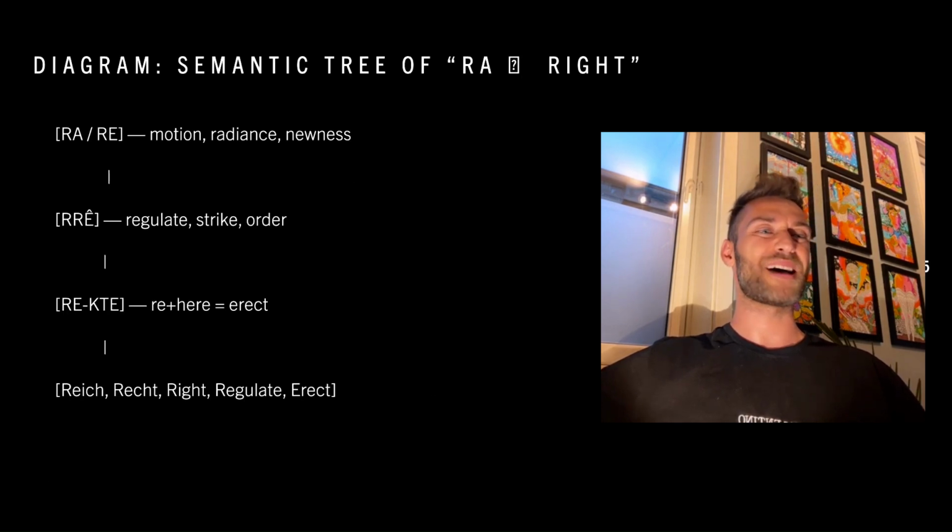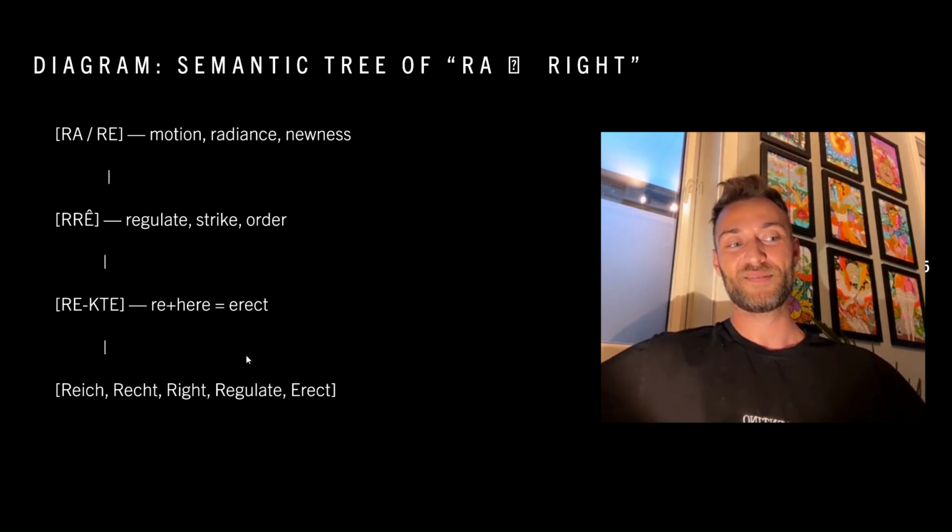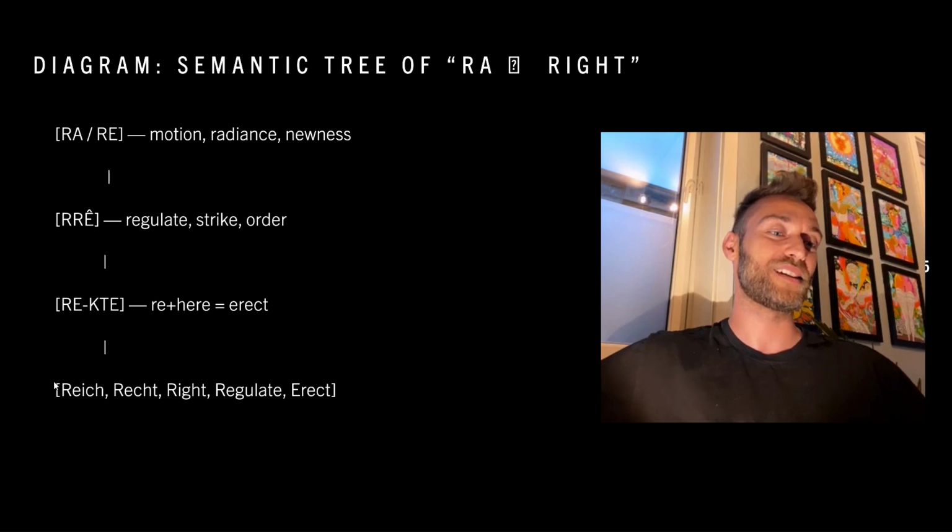And this is just a semantic tree, a diagram, just to show you ra, re, and then we get recta, and then we get the reich, recht, regulate, erect, right? Because they don't know where this came from. Because now they're so deep into their development that they don't remember back. Well, they don't have any recollection or even knowledge about how this came to be.